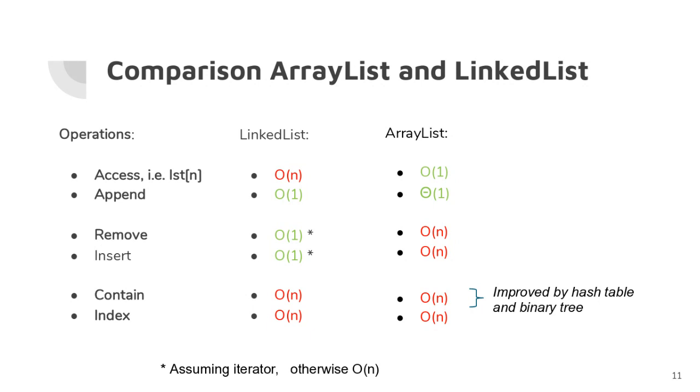Then finally, contain and index. Contain is just to check if a certain element is in the list. Index is to return the index of an element in the array. Both of these operations require you to go over every element in the array and check its value against the arguments. So these are operations that have a linear complexity. We will see later on in this presentation that we can improve that using a hash table or a binary tree.